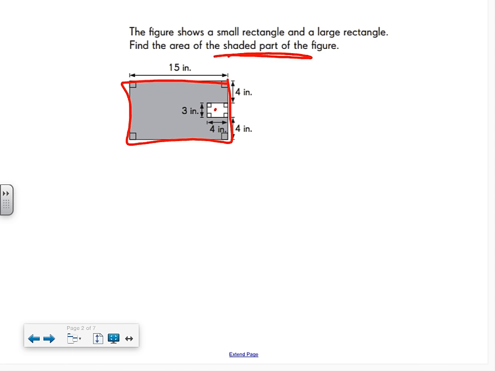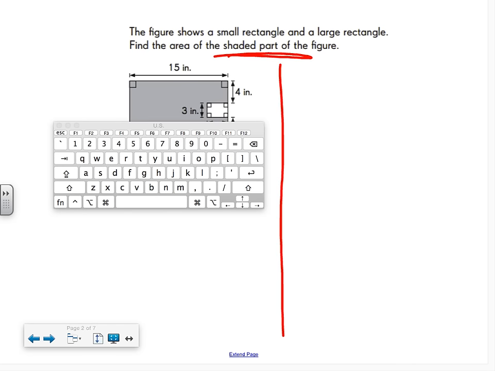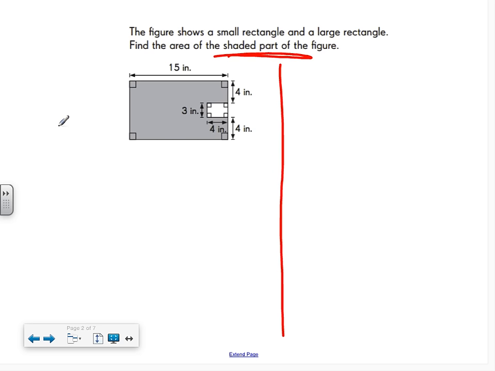You have to be careful when you're reading because sometimes they'll say of the unshaded and people find the shaded because they aren't reading carefully. Again, I'm going to draw a line down the middle because there are two ways of solving this. I can either think about finding the whole and then finding this piece and getting rid of it, and whatever's left over is my answer. I'm going to try that way first.